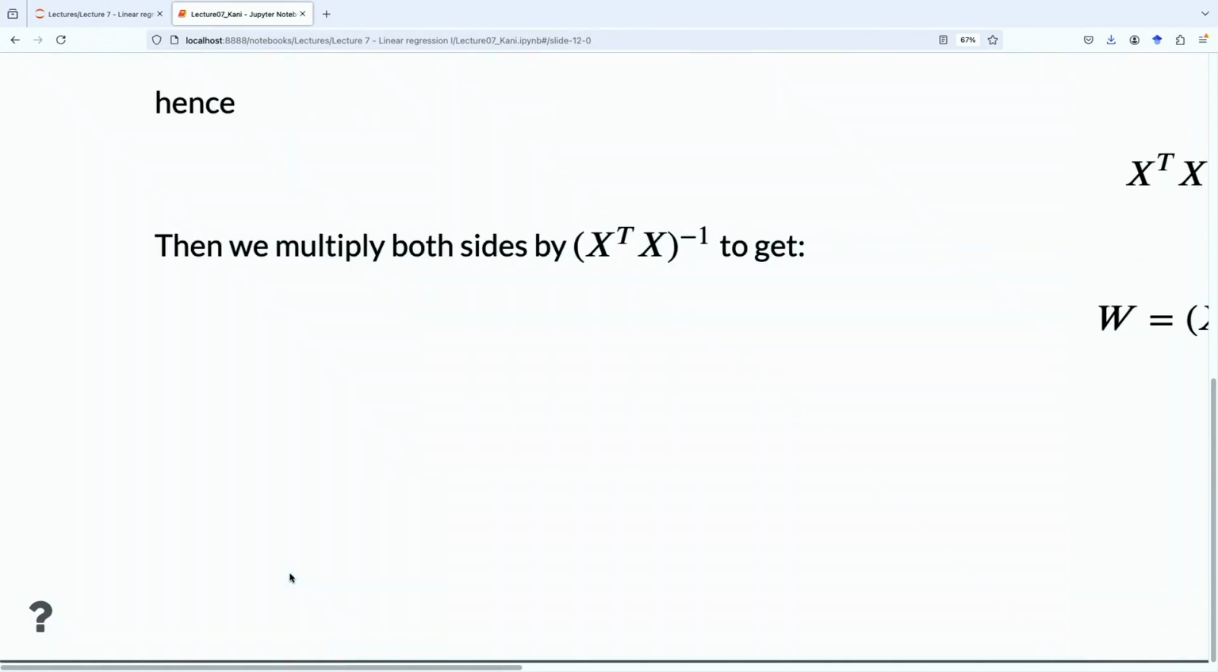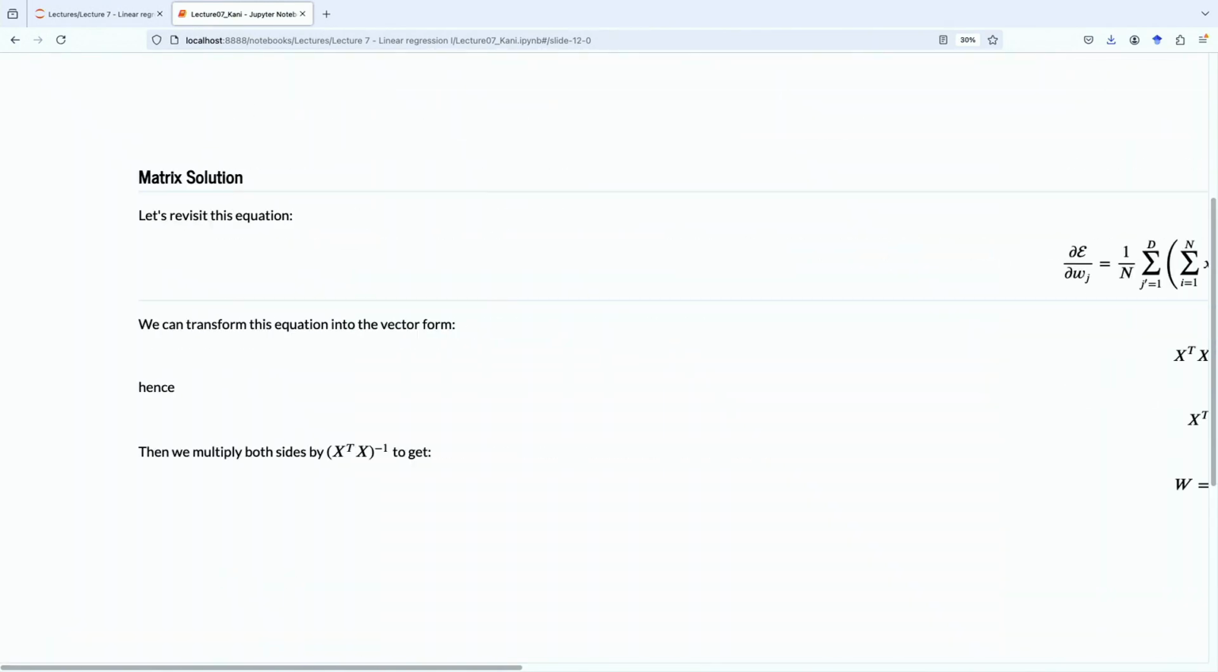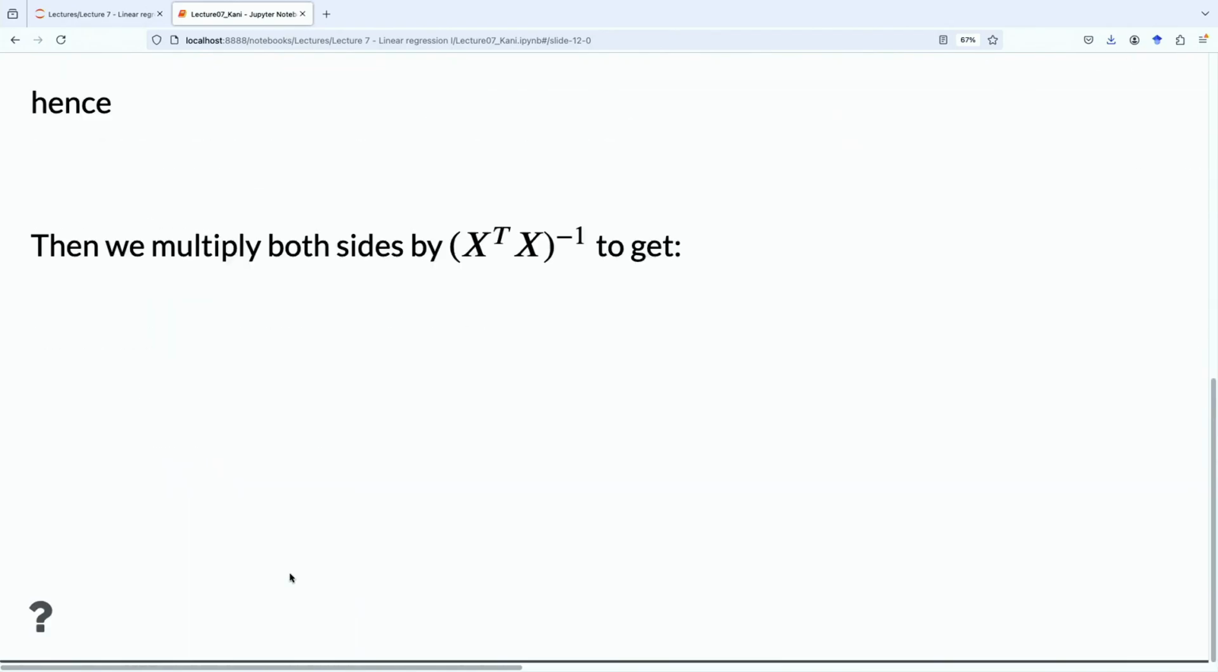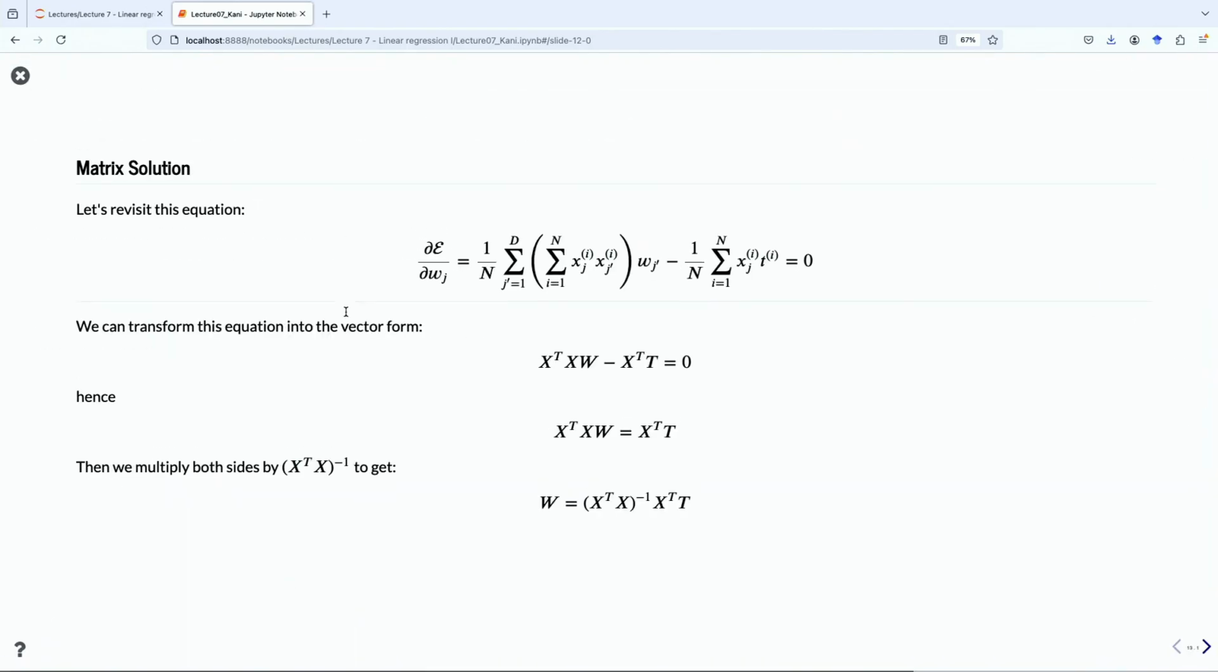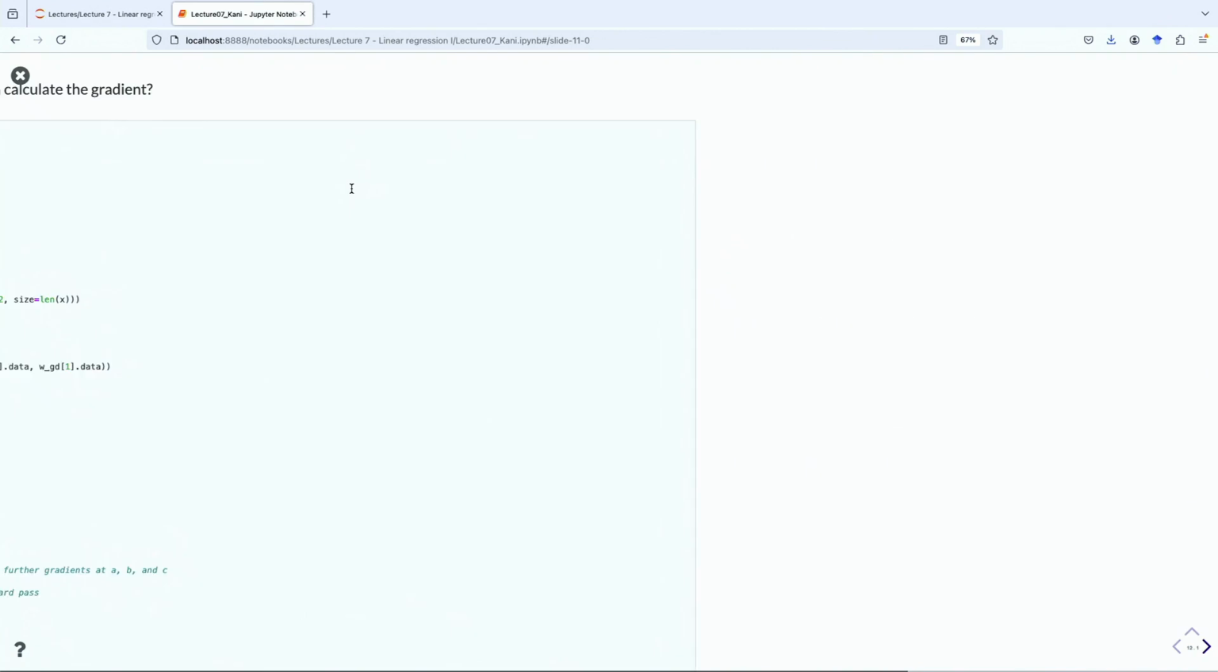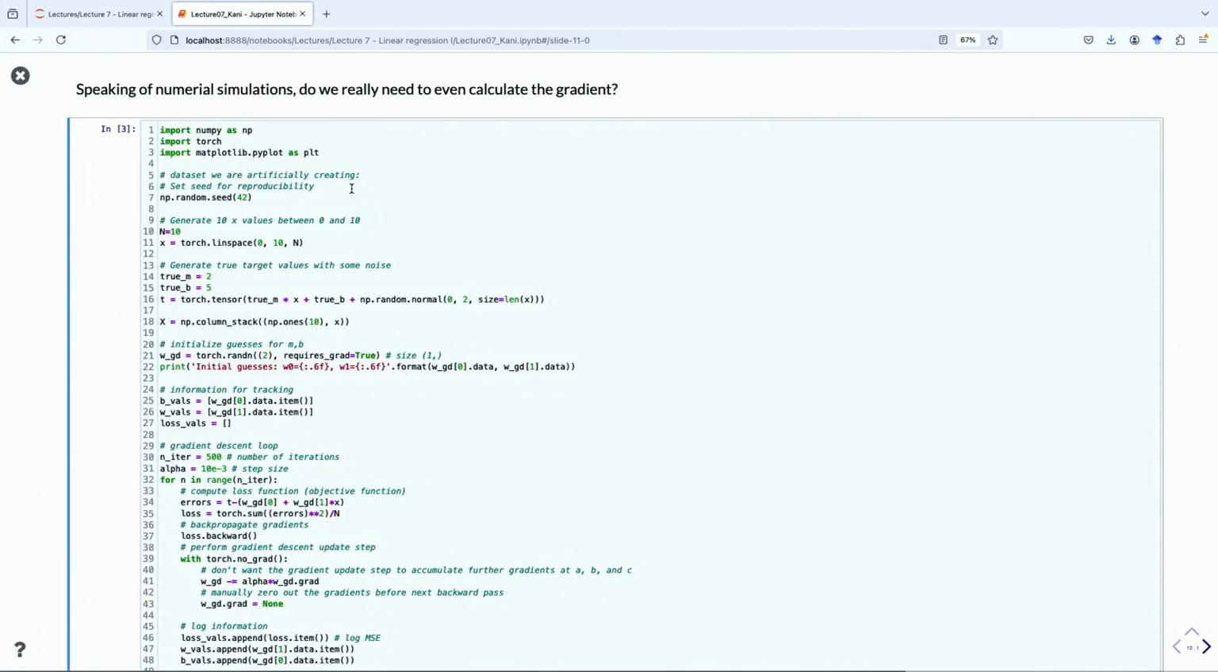Sorry, zoomed in. There we go. All right, so that's how we use gradient descent. That's how we use gradients, how we use gradient descent to calculate the optimal solution to the data.